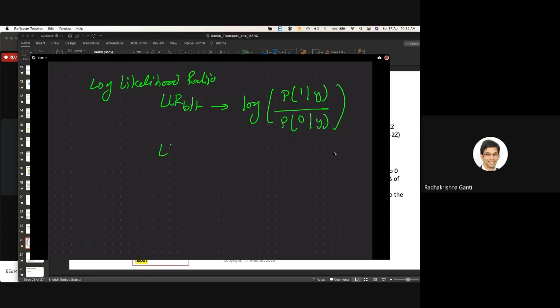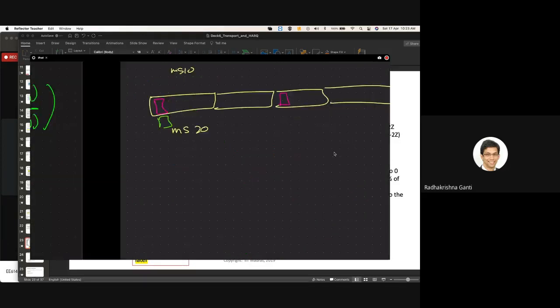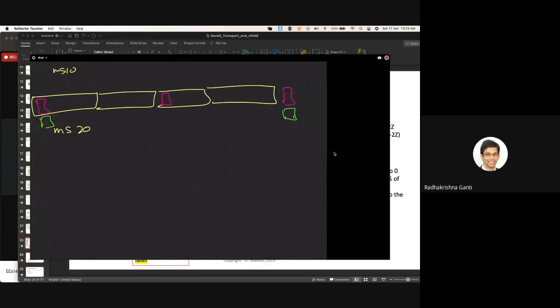You can immediately see that if the LLR is greater than 0, it implies your bit is 1. On the other hand, if it's less than 0, the bit is 0. So effectively, all your modern decoders can take these values rather than the hard decoded bits. They'll take these values and do some probability distributions. Let me give you a very, very simple example.